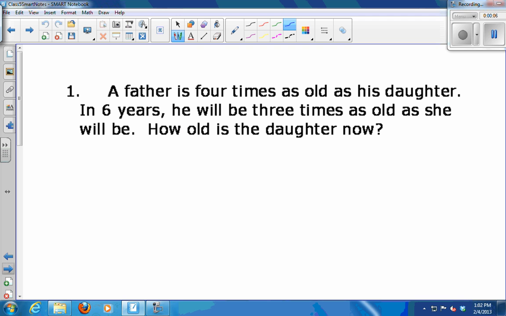Okay, so these are the kinds of questions we're gonna be able to answer at the end of this class. We're not going to do this one right now, because it's just an example. Father's 4 times as old as his daughter. In 6 years, he'll be 3 times as old as his daughter will be. How old is the daughter now?